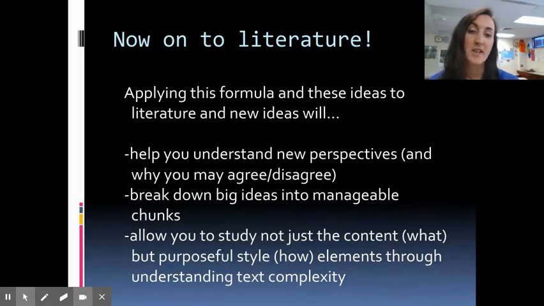And it's going to allow you to study not just the content, the what of a novel, but the purposeful style or the how elements. Like, how is the author building in this characterization that then shows this consequence that leads to this overall theme or message? So if you struggled with any of those pieces, you'll be able to break it down.